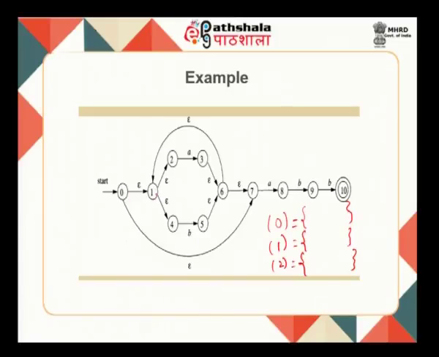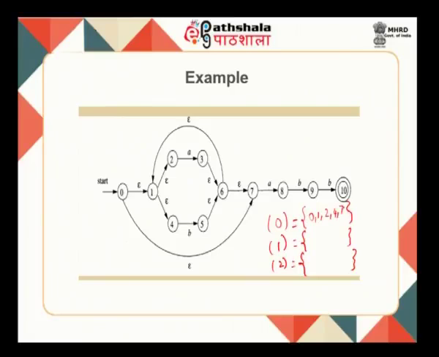From 0, I could go to 1, I could go to 2, I could go to 4, I could also go to 7. Okay. So, 0 to 1 is possible. I can go to 1, 2, 4 and 7. So, epsilon closure of 0 will be 0, 1, 2, 4, 7.